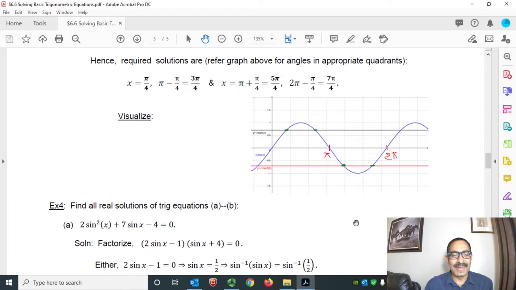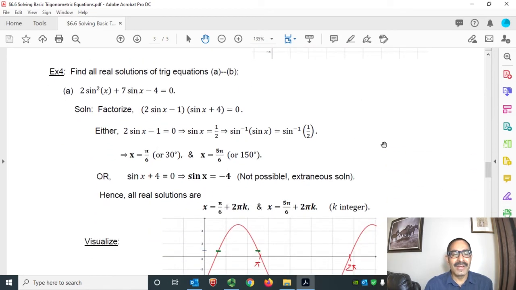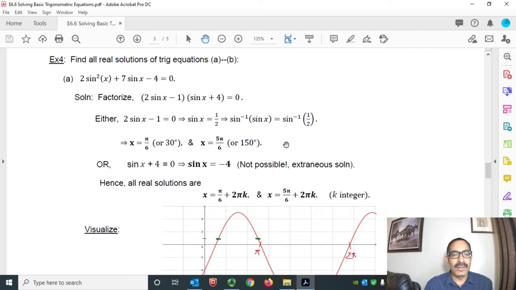Now let's move on. Example 4. This time let's find all real solutions of trig equations. Part A, example 4. Solve 2 sine square x plus 7 sine x minus 4 equals 0. This equation is quadratic in the sine function. So let's factorize. We have 2 factors, 2 sine x minus 1 and sine x plus 4 equals 0. You can verify easily. Multiply, you FOIL it, and it gives you this back.